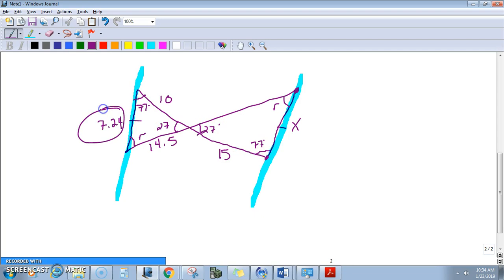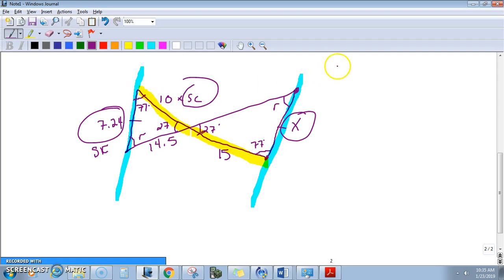We know that x corresponds to 7.24. So whatever scale factor we use, if we multiply 7.24 by that scale factor, we will get x. And we know 10 times that same scale factor will give us 15. So you've got to figure out which sides correspond. That's the important part. Because 10 is in between 77 and 27, and 15 is in between 77 and 27. Those correspond. So that's why I said 10 times that same scale factor is going to be 15. So we can use 10 and 15 to figure that out.